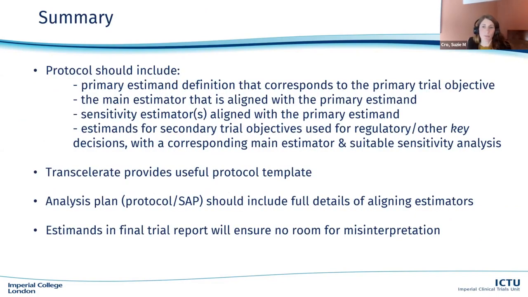But to summarise, with regards to documentation, we see that the protocol should include the primary estimand definition that corresponds to the primary trial objective, and the main estimator that aligns with this, and sensitivity estimators. Estimands for secondary trial objectives used for regulatory or other key decisions with corresponding estimators should be included. We've seen the TransCelerate template, which provides a useful protocol template. And also the analysis plan, be this in a protocol or SAP, should include full details of the aligning estimators. Estimands in final trial reports will ensure no room for misinterpretation, but I think we've got a long way to go on that. Brilliant.